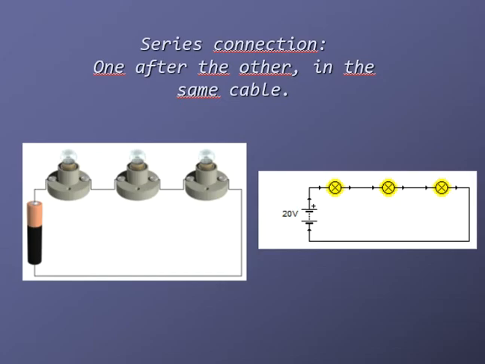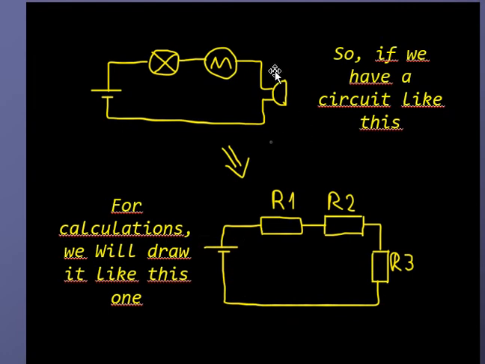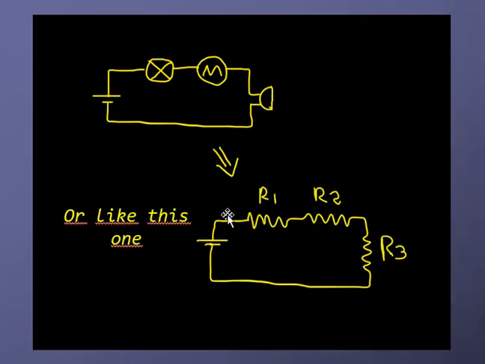And remember as well that when we are calculating things in electricity, normally instead of drawing the symbols, we draw the symbol of the resistance, because for the electricity it doesn't matter if we're going through a lamp, a motor or buzzer. For the electricity everything is a resistance. And remember that we can use this symbol or this other symbol. So if we have this circuit, we will draw it this way, or we will draw it this way.